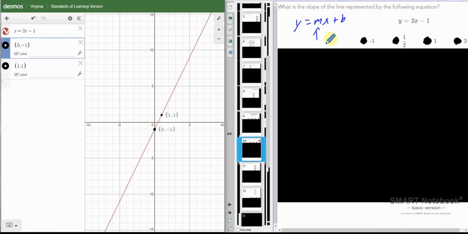Count up 2 over 1. Well, for the slope, I went up 2 over 1. So my slope is 2.